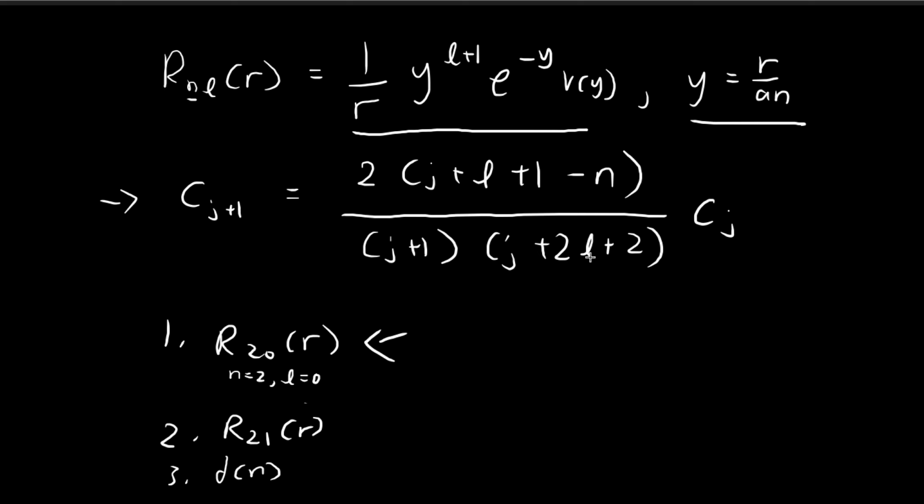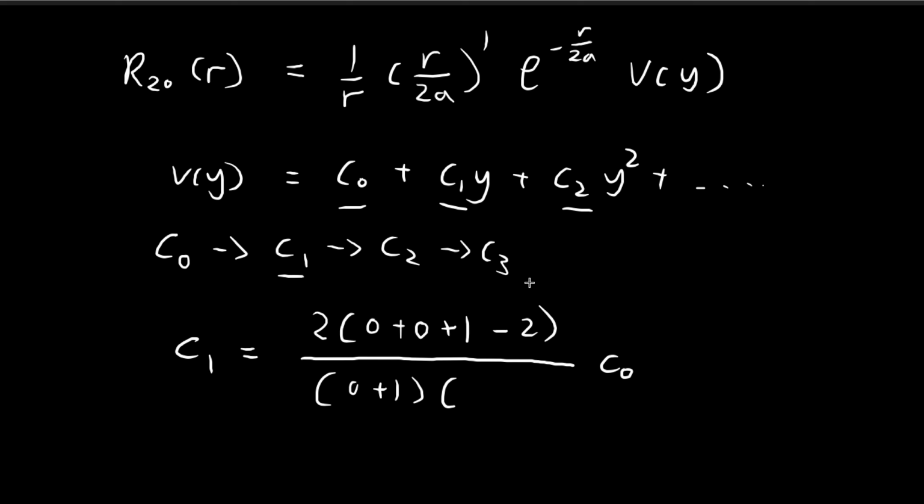And then we also have j plus 2L plus 2. So we have j, which is 0, plus 2L, which is also equal to 0 because L is equal to 0, and then we have plus 2. And so this is what we have. In the denominator, it's going to be equal to 2. In the numerator, we have 1 minus 2, so this is negative 1 times 2, so we have negative 2 c0 over 2, so negative c0. So c1 is equal to negative c0. So using c0, we have defined c1 in terms of c0.